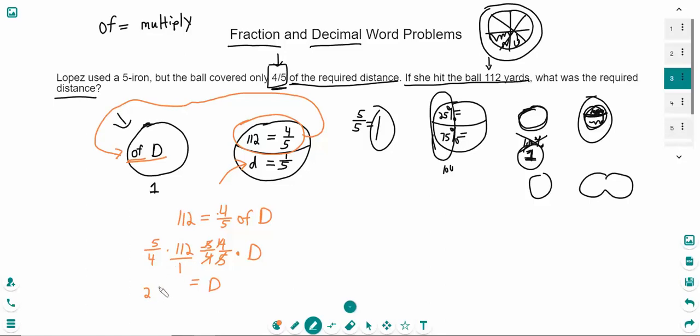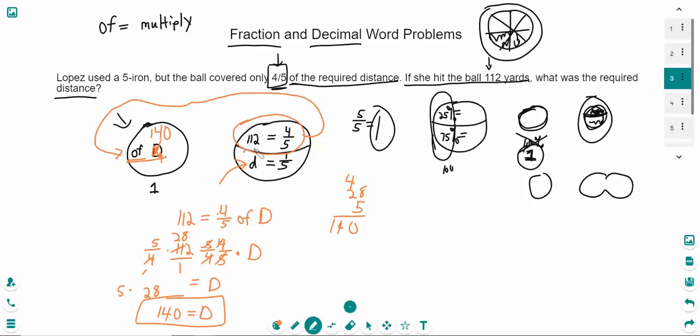And 4 can go into 32 8 times. So this would be a 1, and this would be a 28. So we end up with 5 times 28. Okay. And 28 times 5 is what? 140. So we end up with 140 equals the D. That was the total distance she wanted to drive the ball, 140. All right, so we could replace this D with 140.